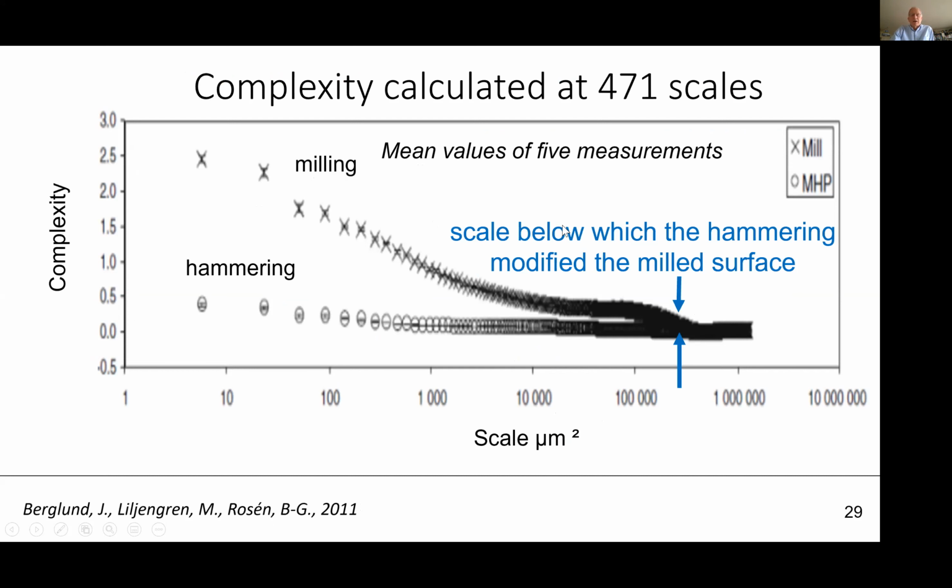Here's another example. The previous one was done at WPI, and this one was done in Sweden by some friends there, and they're looking at complexity and the scalable, and they're trying to distinguish milling and hammering of surfaces. So hammering is like a kind of shot peening effect to impart, for example, a residual compressive stress. And how are the surfaces different in terms of their roughness? So we're able to identify a scale below which you can tell how the hammering has modified the milled surface.